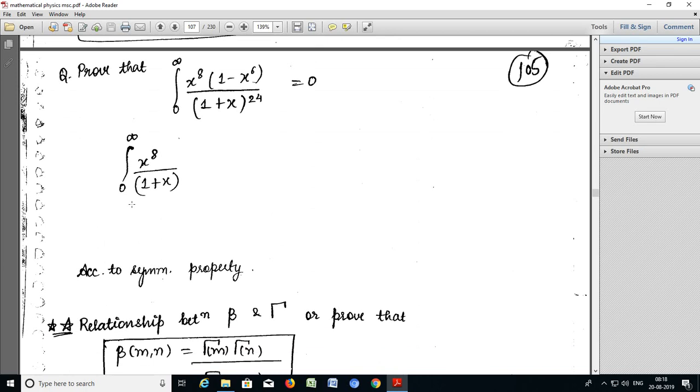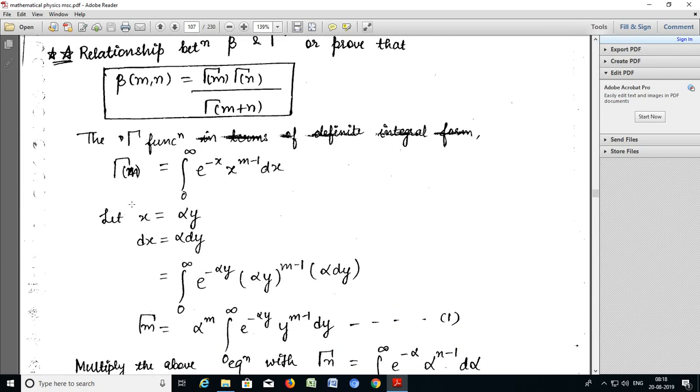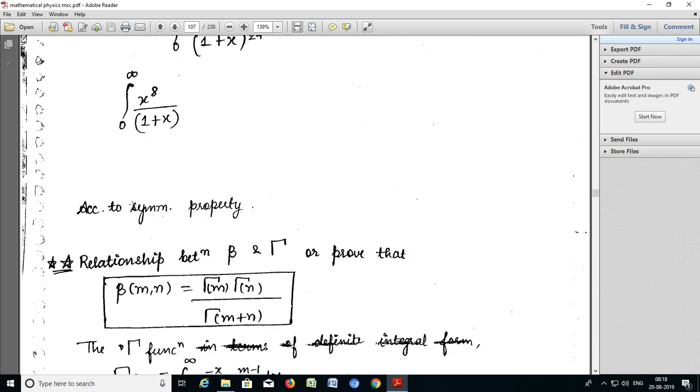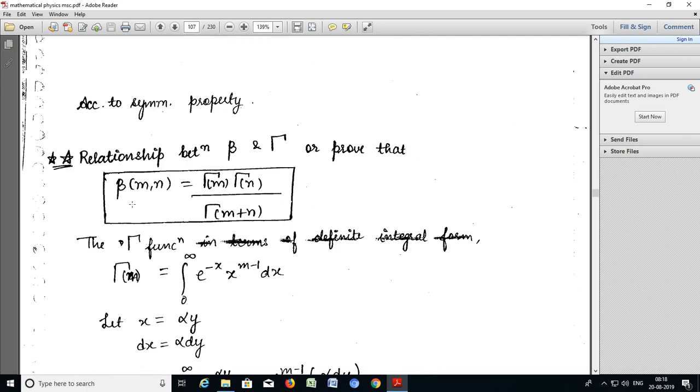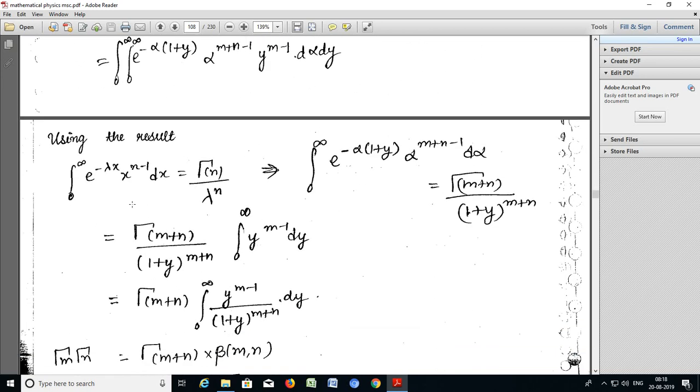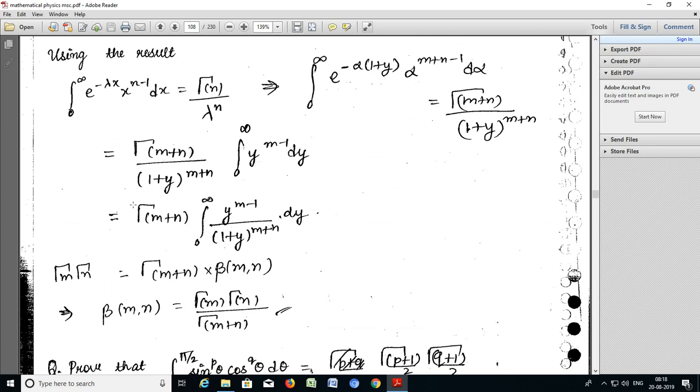Now let us take one application for this. Prove that the integral of x to the power 8 into 1 minus x to the power 6 over 1 plus x to the power 24 is equal to 0, from 0 to infinity. Now, let us see how do we prove it.